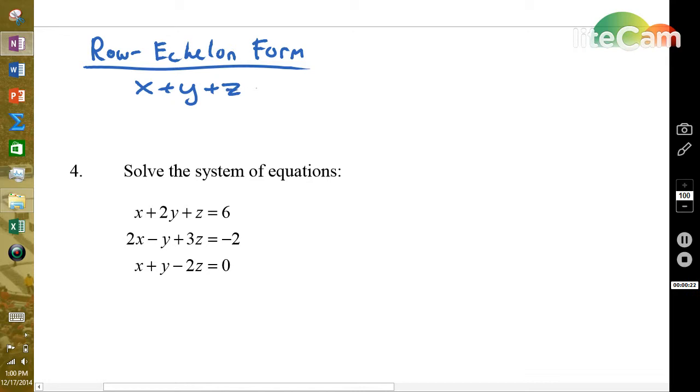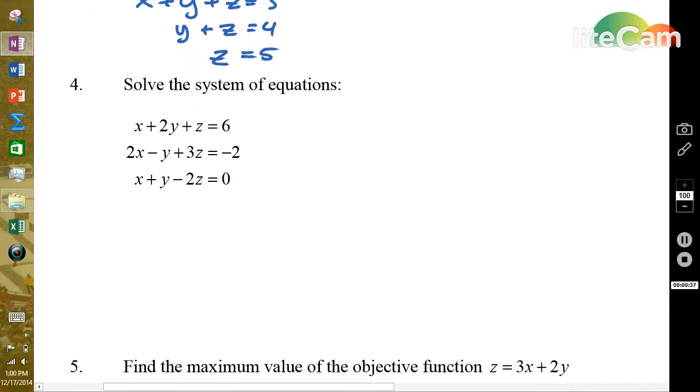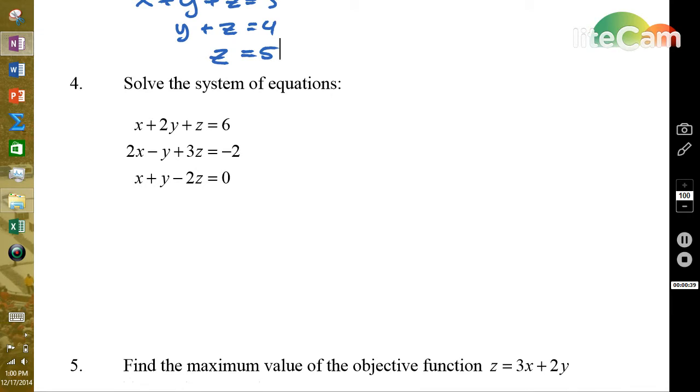The first equation would have three variables. The second equation would only have the two variables, y and z. And the last equation would just have the one variable equal to a single number. Right now, for number 4, we don't have that. All three equations have all three variables.